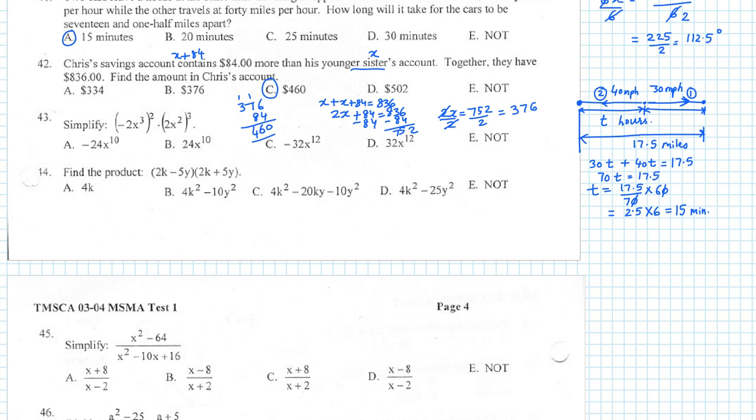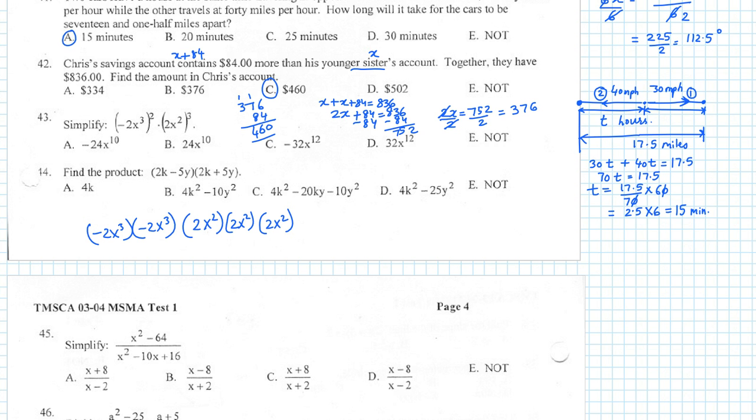Question 43, simplify this expression. So minus 2x cubed whole square times 2x square, and we have to take the cube of that. So minus 2x cubed times minus 2x cubed times 2x square times 2x square times 2x square. That's what this expression means.